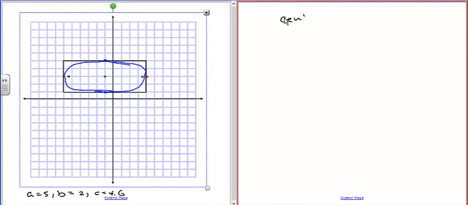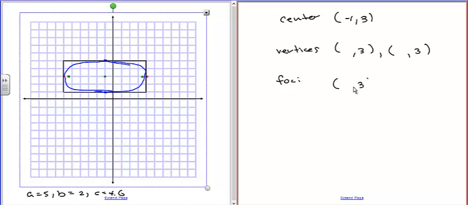So let's rewrite the center down. So that was -1, 3. And notice that because the major axis is the x direction, these all should have the same y value. So when you look at the vertices and the foci, you're going to have the same y value, 3, 3, 3, 3. And you can see that from the graph. This is your major axis. See, everything is on this line, y equals 3.